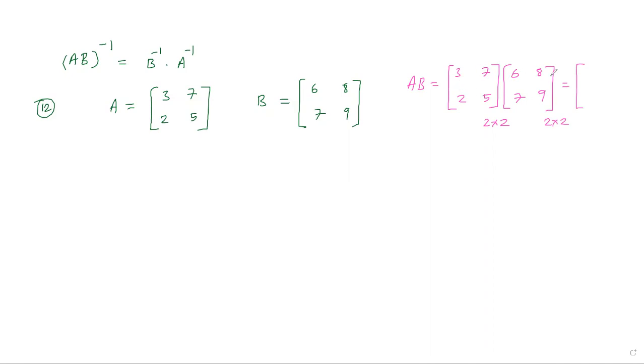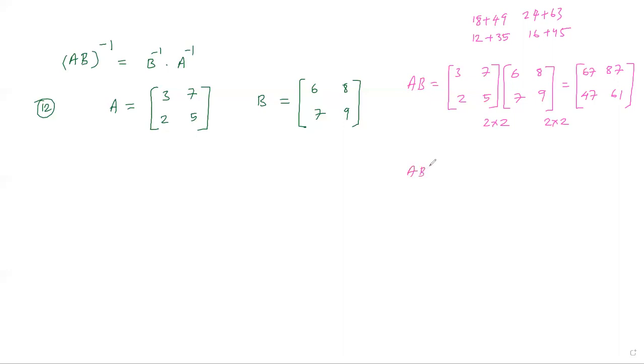So 3 into 6 is 18, first row into first column, plus 7 into 7, 49. 49 plus 18 is 67. Again, first row into second column: 3 into 8, 24, plus 9 into 7, 63, that is 87. Now, second row into first column: 2 into 6, 12, plus 5 into 7, 35, which is 47. Second row into second column: 16 plus 45, 61. Okay. So now you have to find the inverse of this matrix.